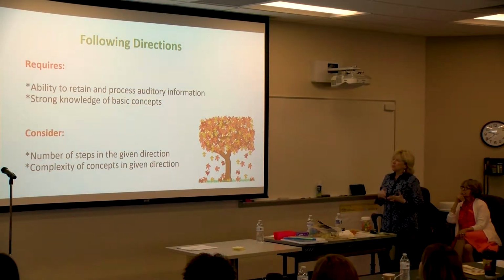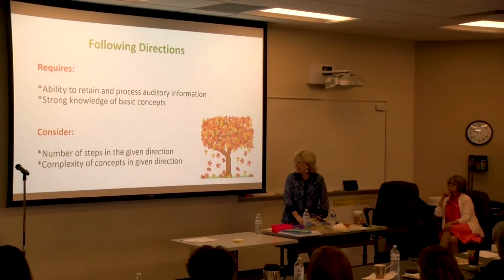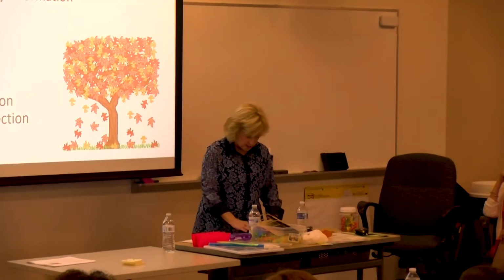When giving directions, you want to consider the number of steps in your given direction and the complexity of the concepts in your direction. So, for example, if you tell a child to stand up, that's a one-step direction. Write your name, one step. Trace the letter, one step. But if you tell the child, write your name and then draw a picture, that's a two-step direction. If the direction has that word and in it, you know right away it's a two-step direction.